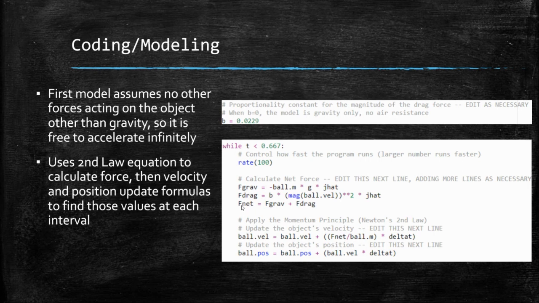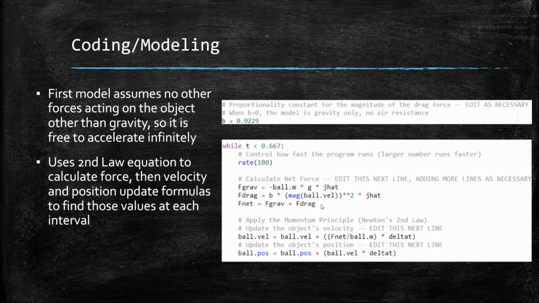For this one, I'm going to ignore this part and these two lines right here, and just focus on this line and this part. Now, the model uses Newton's second law equation, force equals mass times acceleration, to calculate the force right here, and then the velocity and position update formulas to find those values at each interval. Here's the mass of the ball times g, which is 9.8, or the acceleration due to gravity, and then times j hat, which just gives the force its direction.